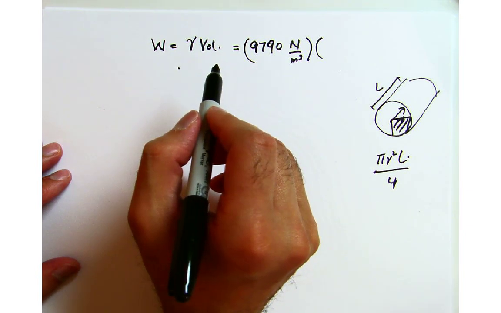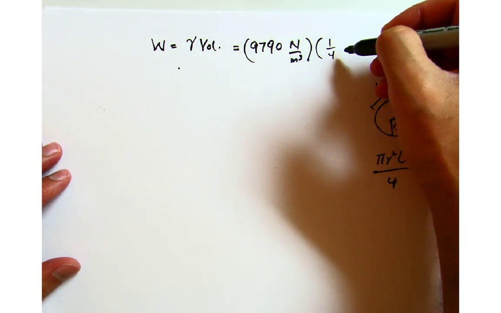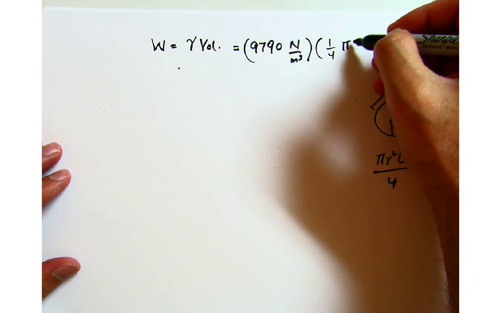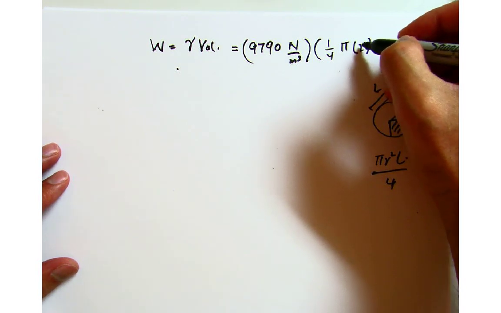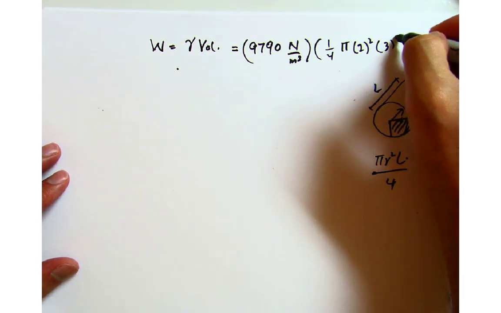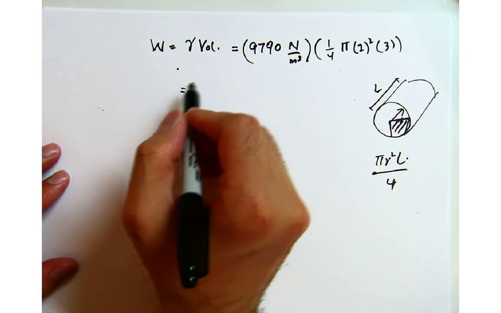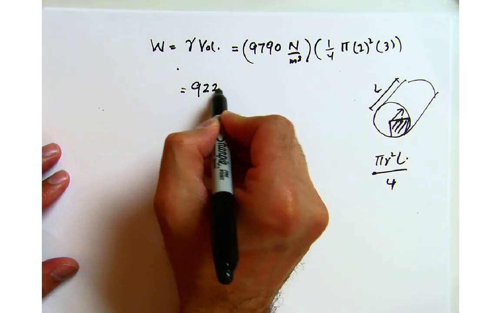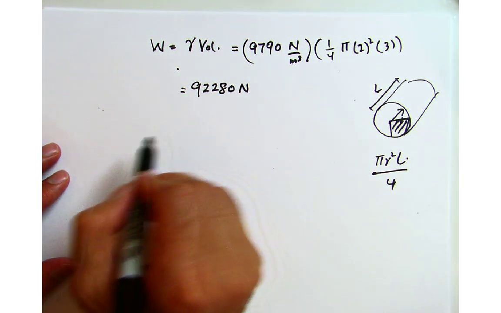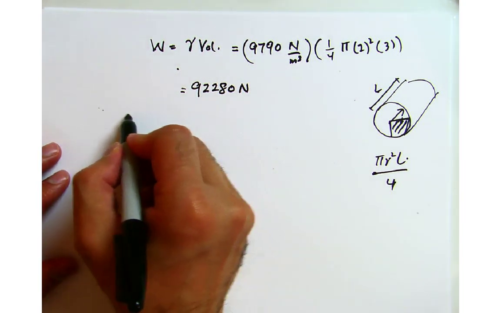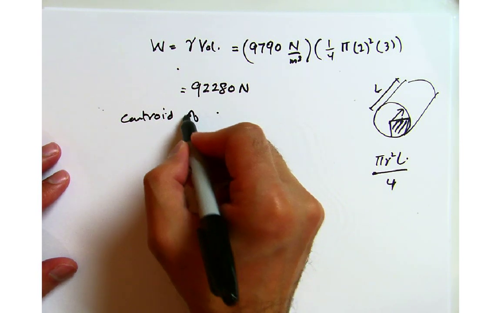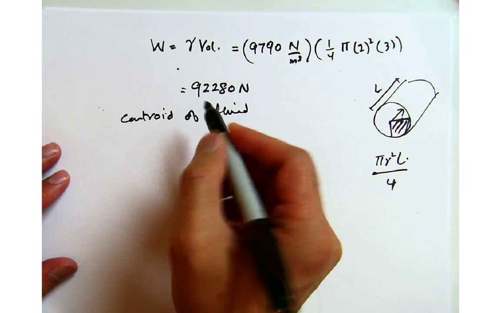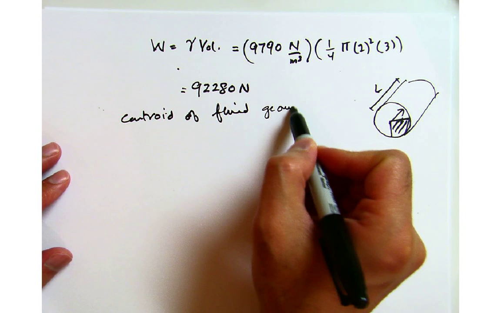So that will in fact be 1 over 4 pi r square, where r in this case is 2, square, times 3, where 3 is the width. When I multiply all of this, it gives me a weight of 92280 newtons. Once I have this weight, this weight is acting at the centroid of the fluid. Okay, centroid of the fluid geometry, I should say.